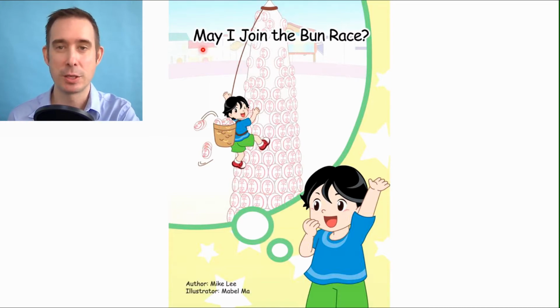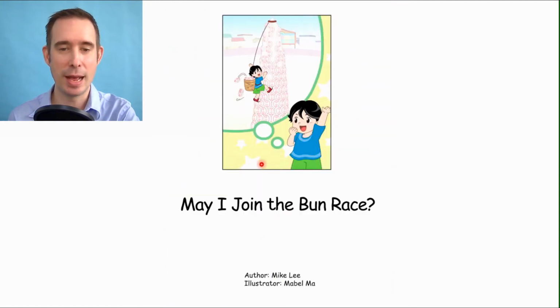Here we go. Starting with the title, May I Join the Bun Race? And down at the bottom, we have big A for author, cover it up, Mike Lee. And then the big I for illustrator, cover it up, Mabel Ma. Remember, the author writes the words and the illustrator draws the pictures. Speaking of pictures, I can see on the front cover, we've got a boy here and he is dreaming or thinking about climbing that bun tower and getting all those tasty buns. So let's go ahead and look together.